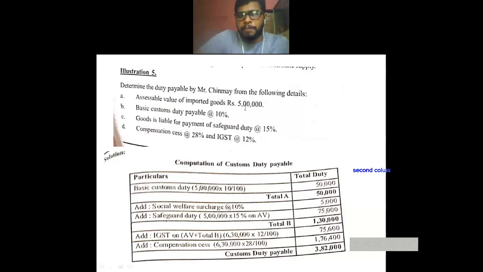Assessable value of imported goods 5 lakh. See, you have not written 5 lakh because the second column is missing. I hope you are getting what I am saying. So the assessable value we are writing in the second column is missing. Therefore I am writing here second column. So assessable value I will write it here, check it. It is 5 lakh.